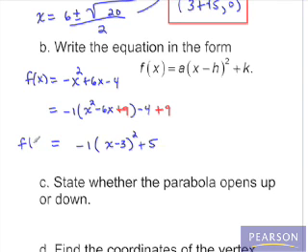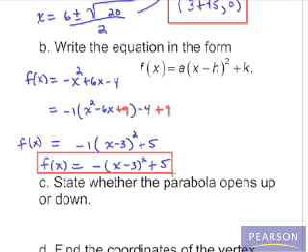So here is our function written in the alternative form. We have negative 1 times the quantity x minus 3 squared plus 5, and to clean this up a little bit, we could drop the 1 up front, so we could look at it as f of x equals negative 1 times the quantity x minus 3 quantity squared plus 5. And we'll draw a box around that. There's our answer for part B.